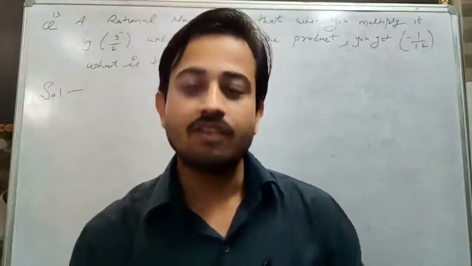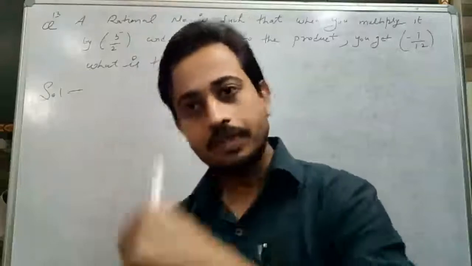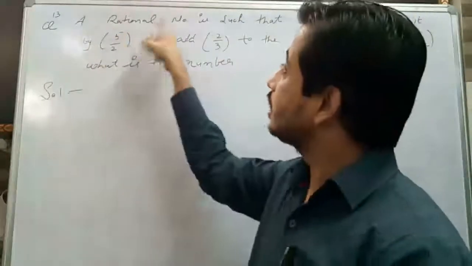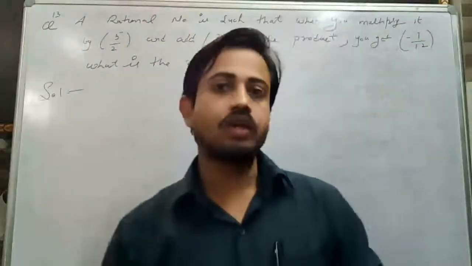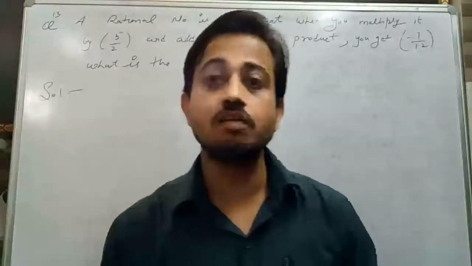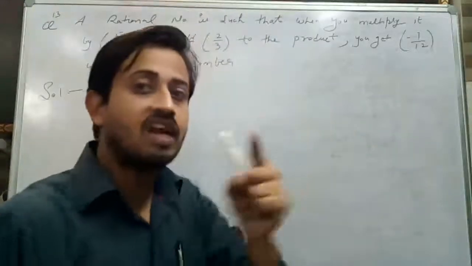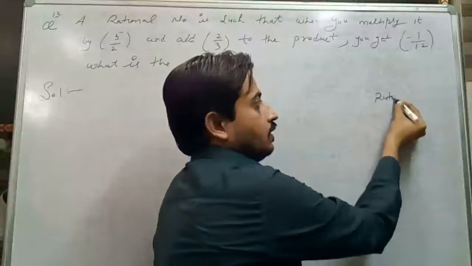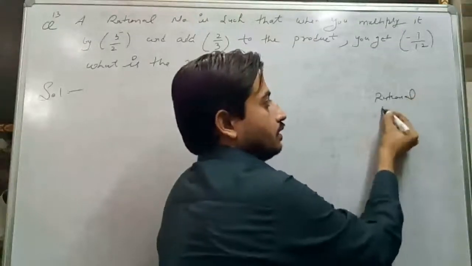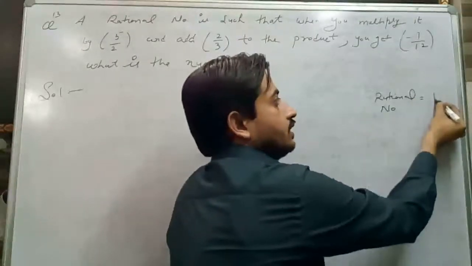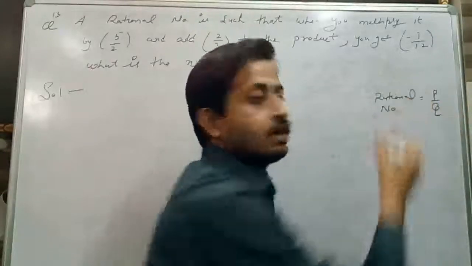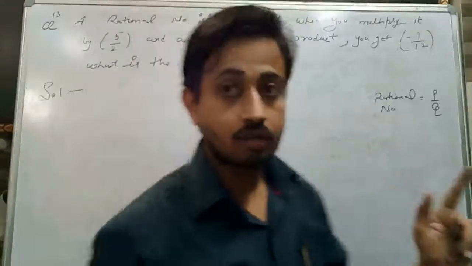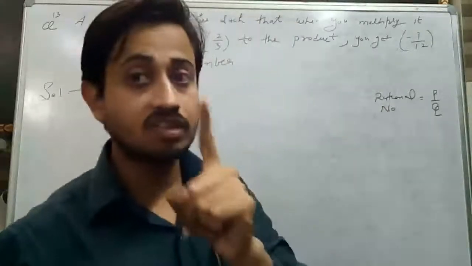So let's take our next question. Please make a note and read the statement very carefully. A rational number, it means we are talking about a rational number. To know what a rational number is, it is written in terms of p by q form. But I already explained this statement.